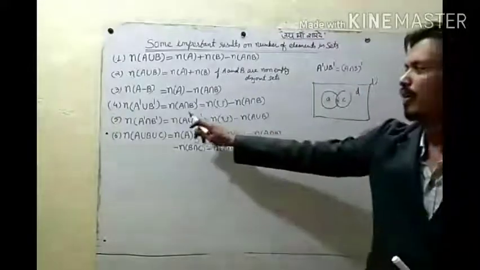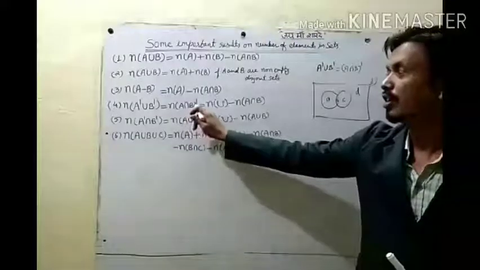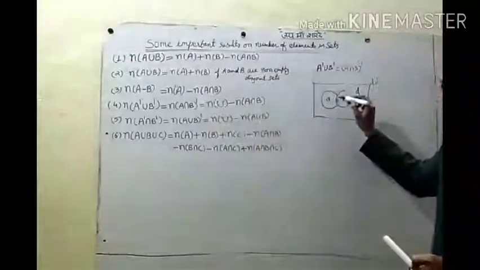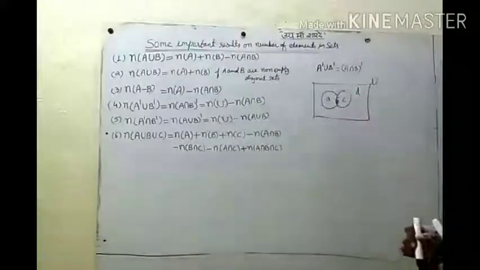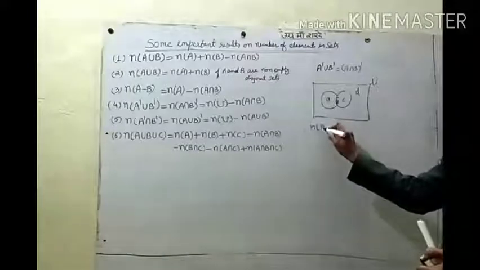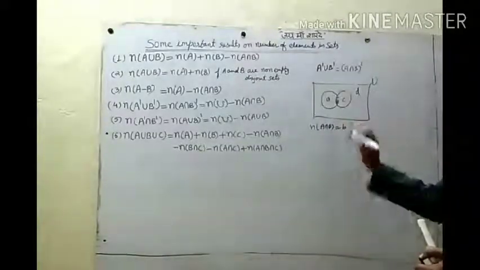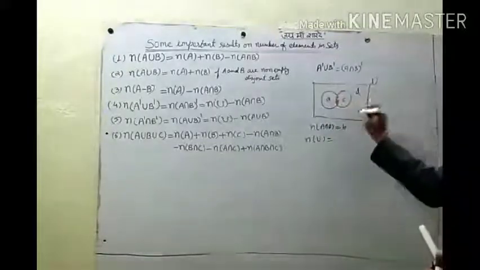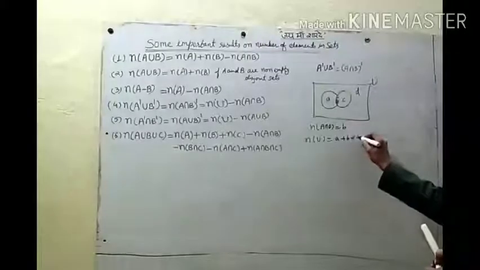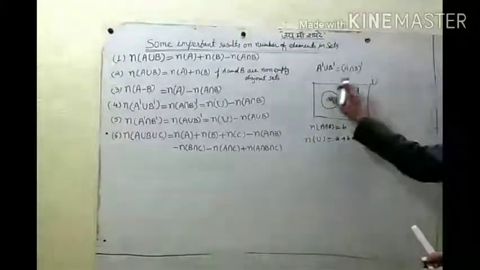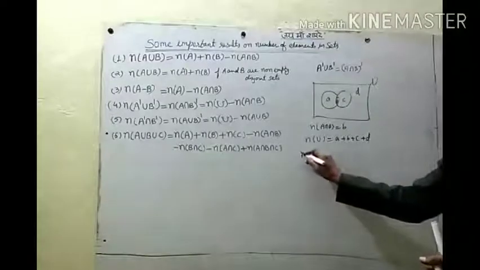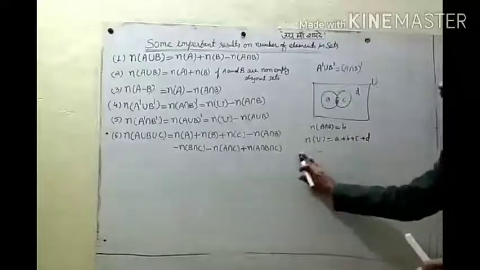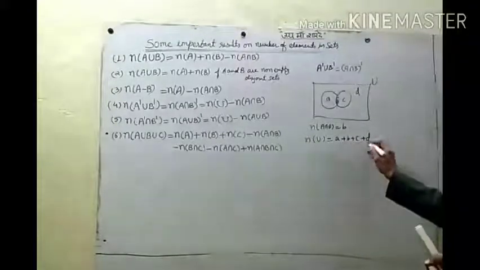Now what do we need? The number of elements of the complement of A intersection B. What is A intersection B here? This part. Okay? So we need the elements of A intersection B, which is B. Now what are the elements in U? Complete elements means A, B, C and D. These are the elements of U. Now the number of elements of A intersection B, or you can suppose n of U equal to A plus B plus C plus D.